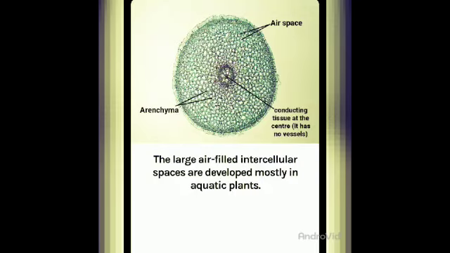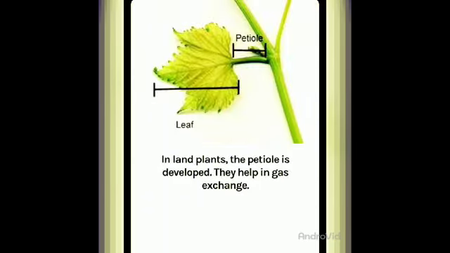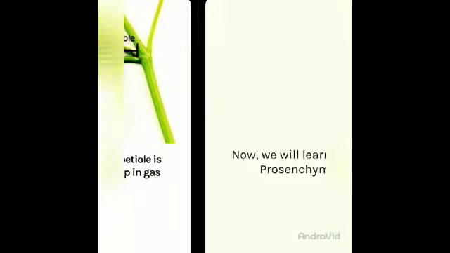And this is developed where? In aquatic plants. Aquatic plants are what? Water loving plants, those plants which grow in water bodies. So in land plants, the petiole is developed. Here you can see the leaf, and when the leaf is attached to a stem, the portion between is called petiole. They help in gas exchange.